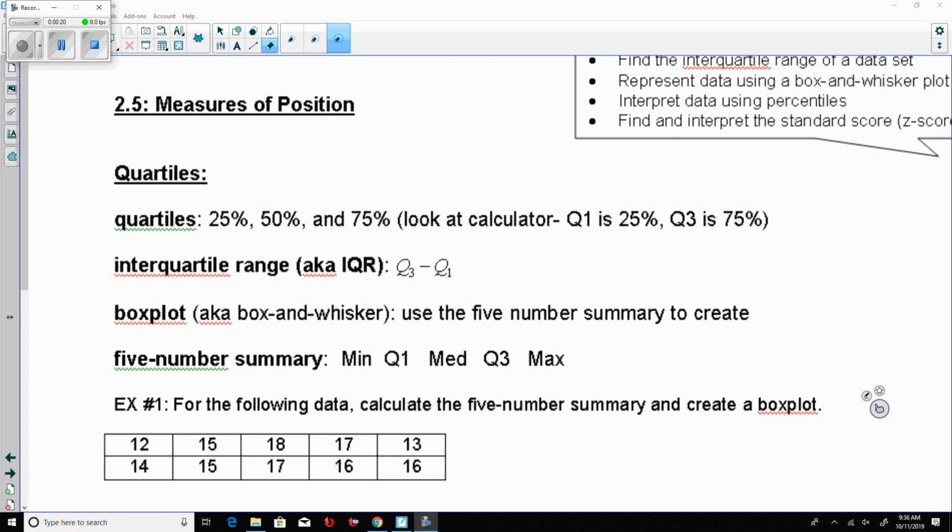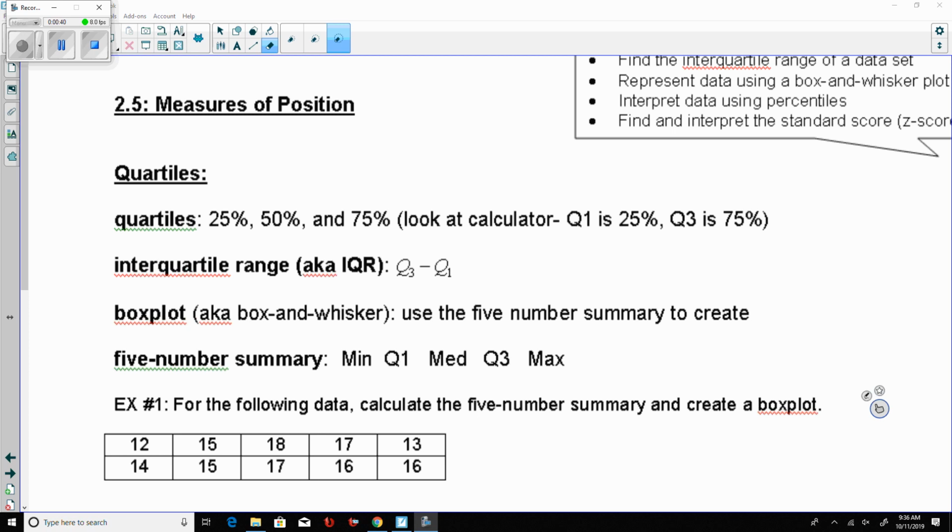Remember your information. You find the mean, you find the standard deviation, you scroll all the way down, you see the n. N is the number of pieces of data, and then you have your min, your Q1, your median, your Q3, and your max, right? That's what the 5-number summary is. IQR, interquartile range, is Q3 minus Q1.